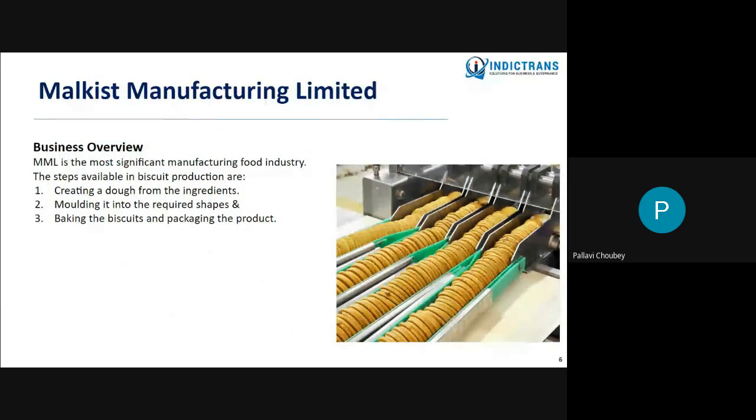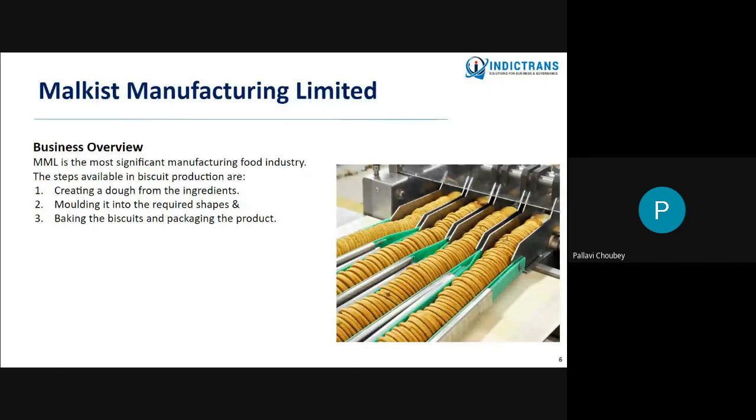Now, what we are trying to do is that because our demo is planned about the success stories, we have taken certain company use case. We have tried to provide a business overview. We'll talk about the key challenges and then how we have tried to solve that particular challenge. Now, talking about the Malkeast Manufacturing Limited, it is one of the most significant manufacturing food industry. It is well known for manufacturing biscuits.